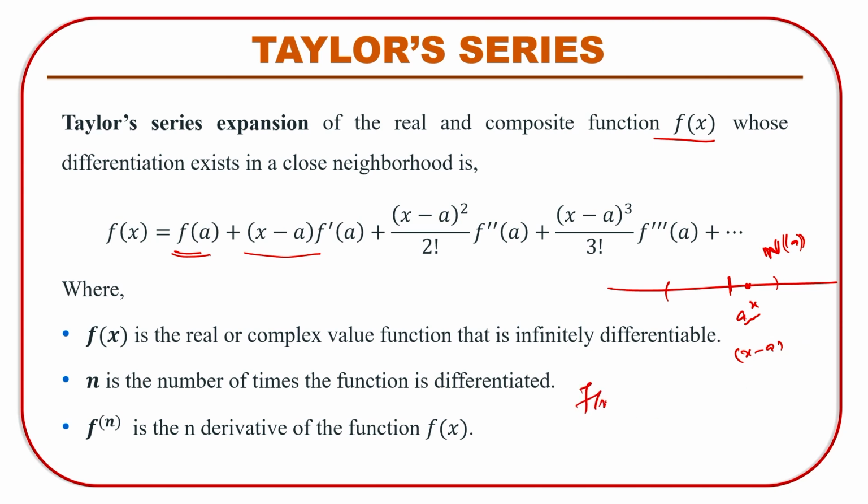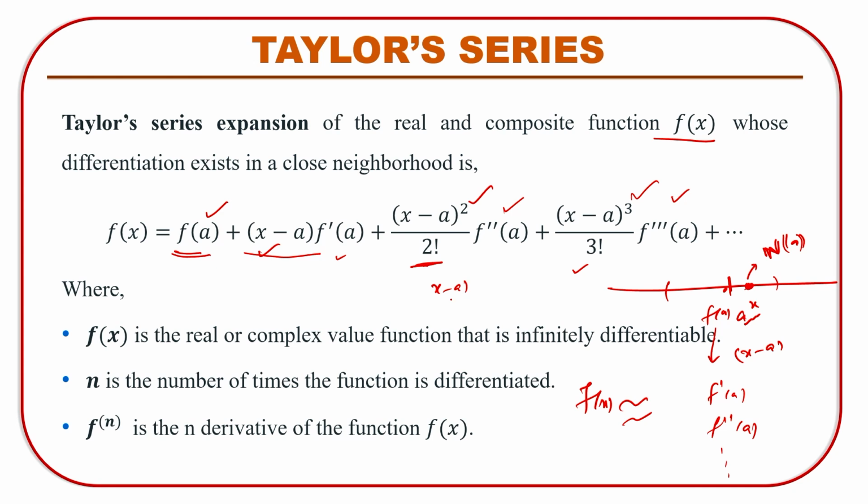So, f of x can now be approximated. If you know the value f of a and its derivatives, that is f dash of a, f double dash of a, and so on, then you can approximate f of x as an infinite sum. Here f of x is equal to f of a, plus (x minus a) f dash of a, plus (x minus a) whole square divided by factorial 2 into f double dash of a, plus (x minus a) whole cube divided by factorial 3 into f triple dash of a. So, what will be the nth term?